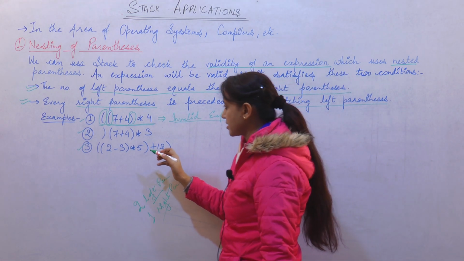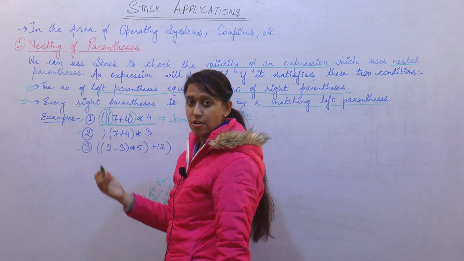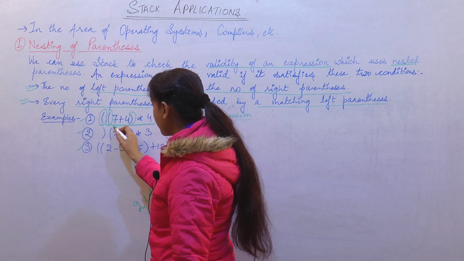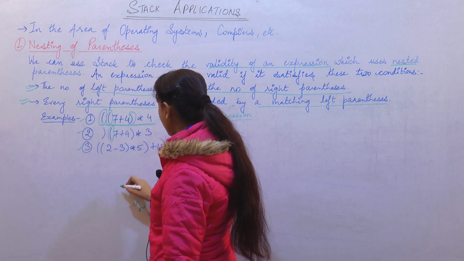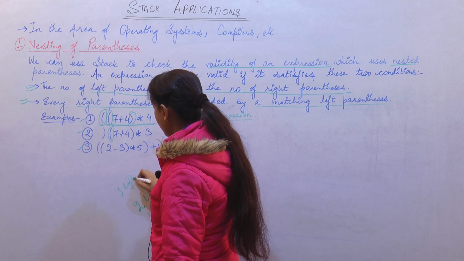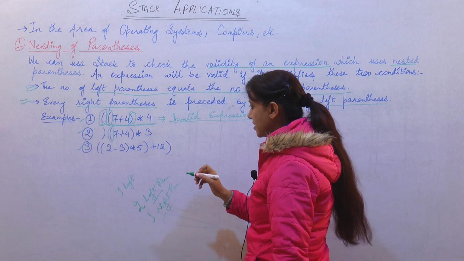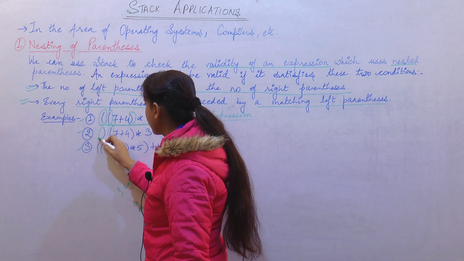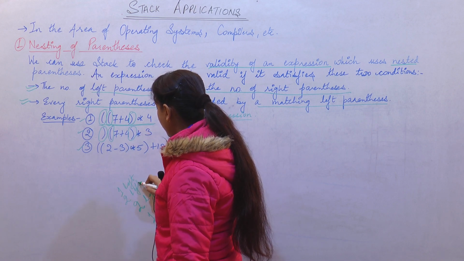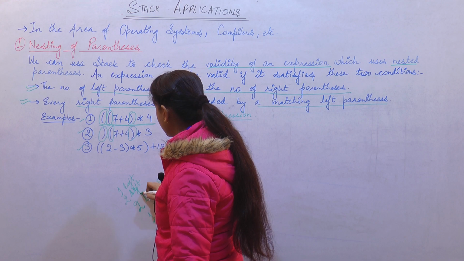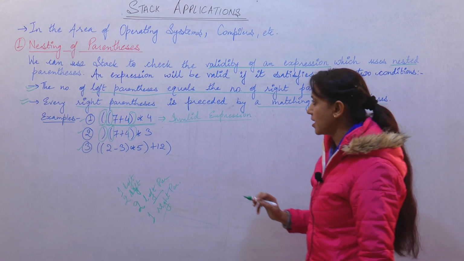Now let's see the next expression. In the next expression again we will calculate the number of left parentheses. We have 1 left parenthesis. Then we will calculate the number of right parentheses. We have 1 and 2 right parentheses. Again the number of left parentheses and right parentheses are not equal.